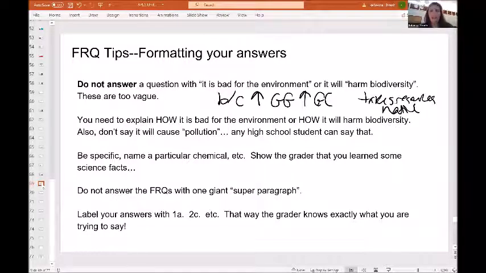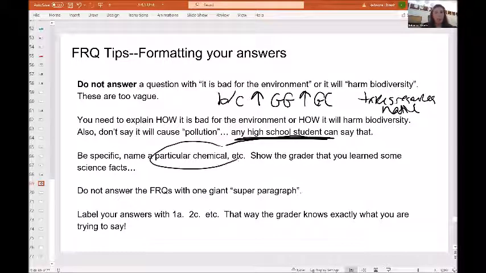Now, anybody can say pollution is bad. Like any high school student knows, well, we probably shouldn't have toxic chemicals poured in our waterways. What they're looking for is not any old high school student. They're looking for a high school student that took AP Environmental Science. So be specific, you know, name that chemical. Really show the reader that you learned something in this course.